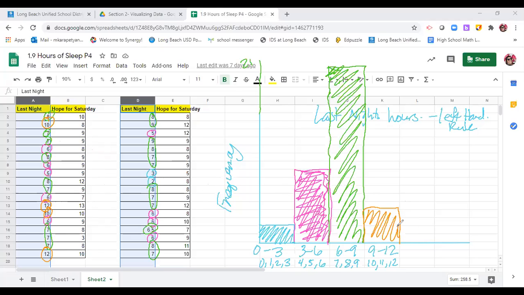And there's my histogram, guys. There's my histogram. So instead of making a dot for every single data point, we group our data into ranges and we draw a frequency bar to show how many of our data fell into that range of value.